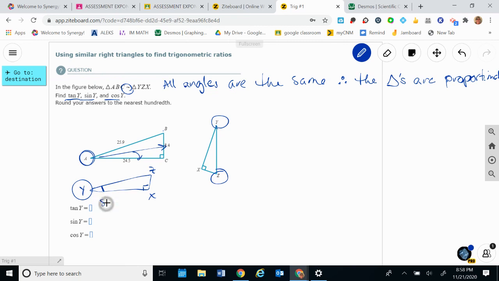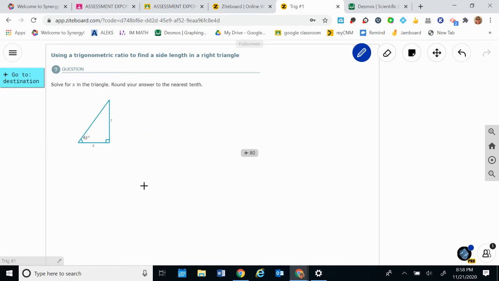Tangent is going to be 8.4 over 24.5, and you're going to round it to the nearest hundredth. I'm not going to do it for you because that's not the hard part. Plugging it into a calculator is not hard, okay? And that's it. So basically the problem on this one is just to flip this triangle so that it looks the same, so you understand which points correspond.